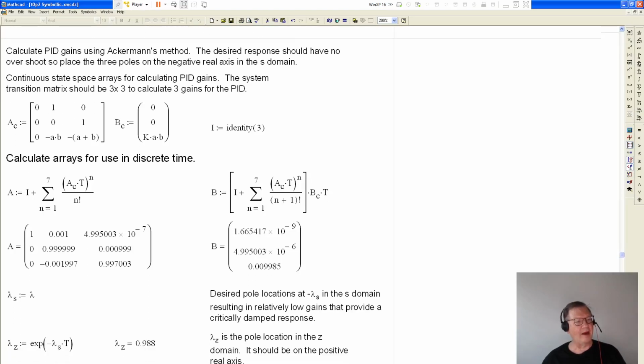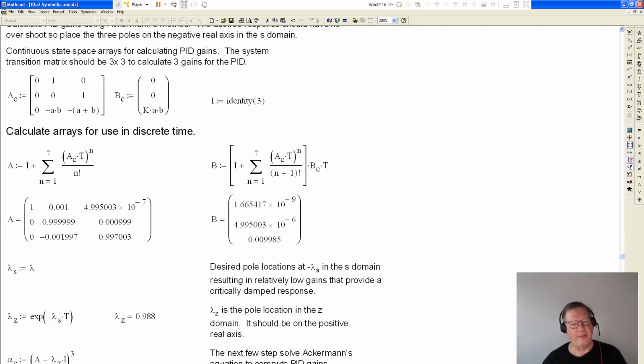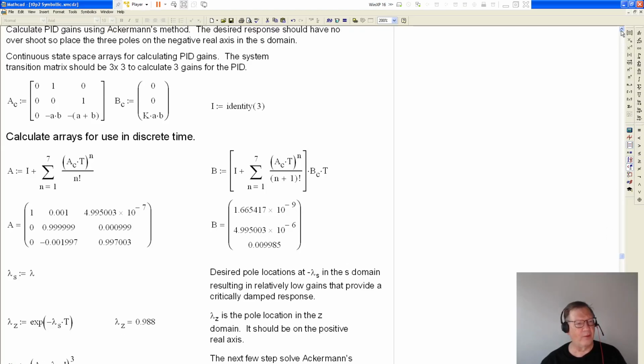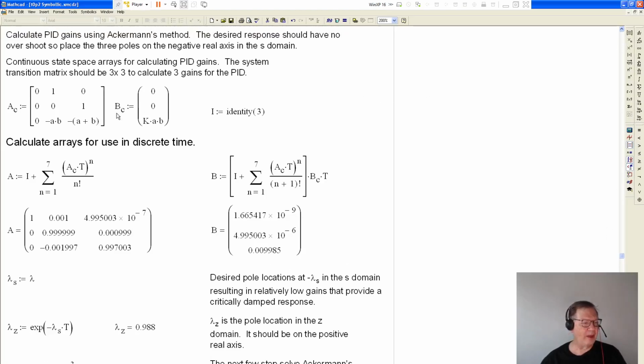So let's go on down and look at another method to calculate the PID gains. And this is called Ackermann's method. And you can look this up on the internet. It's well documented. And basically you have to set up a three-dimensional array. This is for the integrator, the proportional gain, and the derivative gain. Again, this is the gain. This is the 10 that you see from up above.